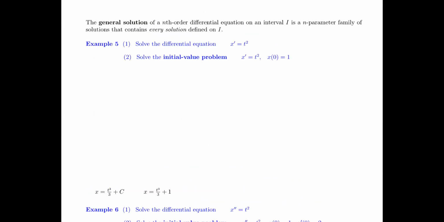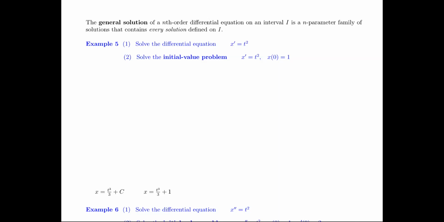And we want to look at the general solution of an nth order differential equation on interval I is an n parameter family of solutions that contains every solution defined on I. Well, let's start to look at a few examples of such a thing. So we want to solve the differential equation x prime equal to t squared. We know how to do this already. This is stuff you've done back in Cal 1 even.